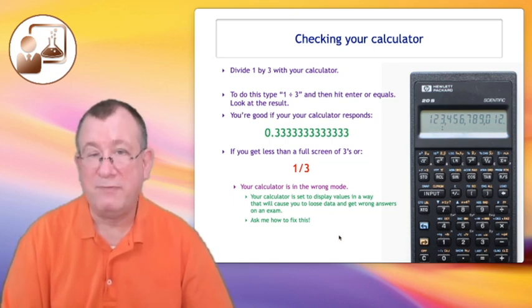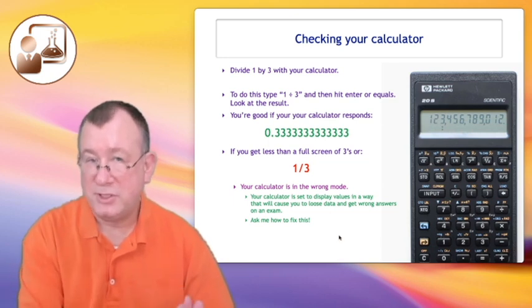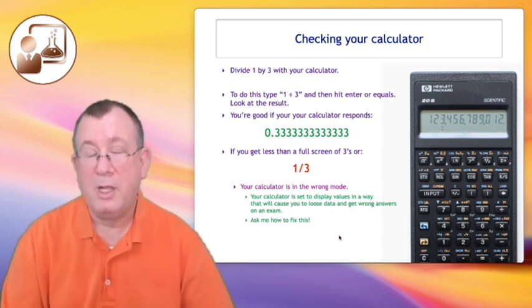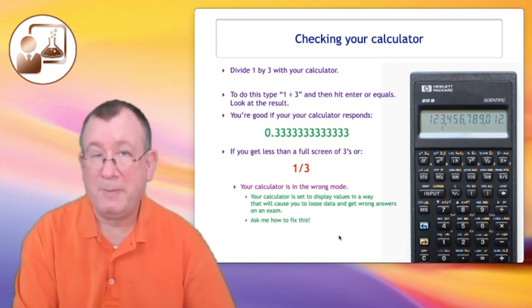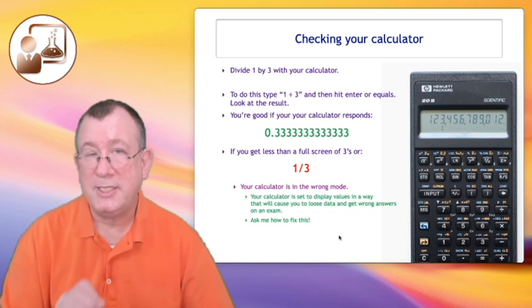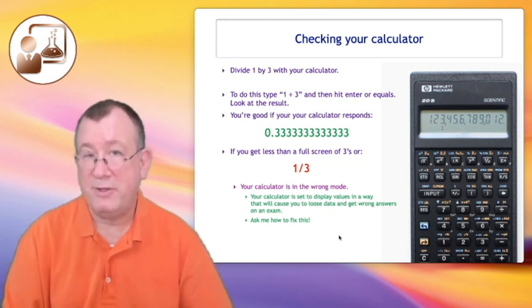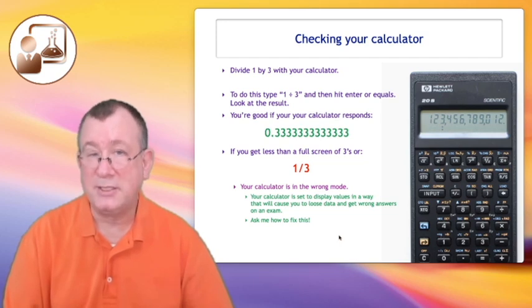If you're ever uncertain if your calculator is in the right mode, take 1 and divide it by 3. If you see a screen full of 3s, 0.3333, your calculator is in the right mode. If you see something shorter, like 0.33, your calculator has been set to display only 2 digits. And if your calculation can give you a number with 5 significant digits, you've just thrown away 3 of them, and you'll get the wrong answer. So if you're ever uncertain if your calculator's in the right mode, do 1 divided by 3 and see if it fills the screen. If it doesn't, it's in the wrong mode.